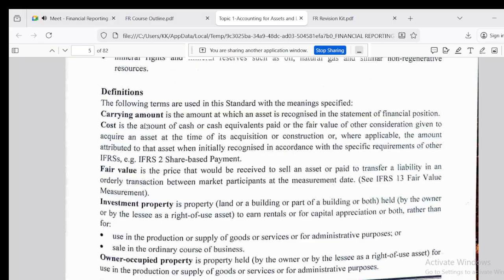And say that is the amount at which an asset is recognized in the statement of financial position. Do you know the statement of financial position? Kitambo we used to call it balance sheet. Exactly. So carrying amount is the amount at which an asset is recognized in the statement of financial position.